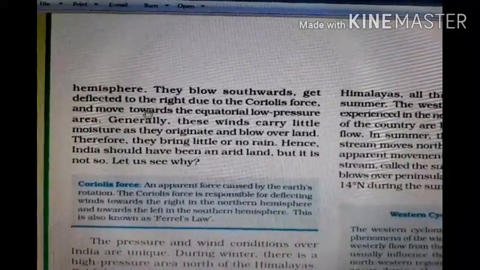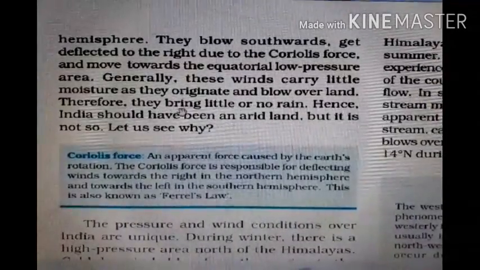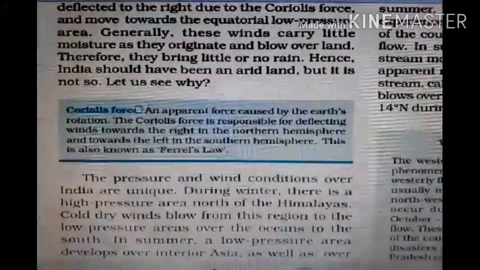Now, it moves towards the equatorial lower pressure area. Generally, these winds carry little moisture, as they originate and blow over land, so moisture is less in these winds. Therefore, they bring little or no rain. Hence, India should have been an arid land, but it is not. Let us see why. What are the reasons behind it?